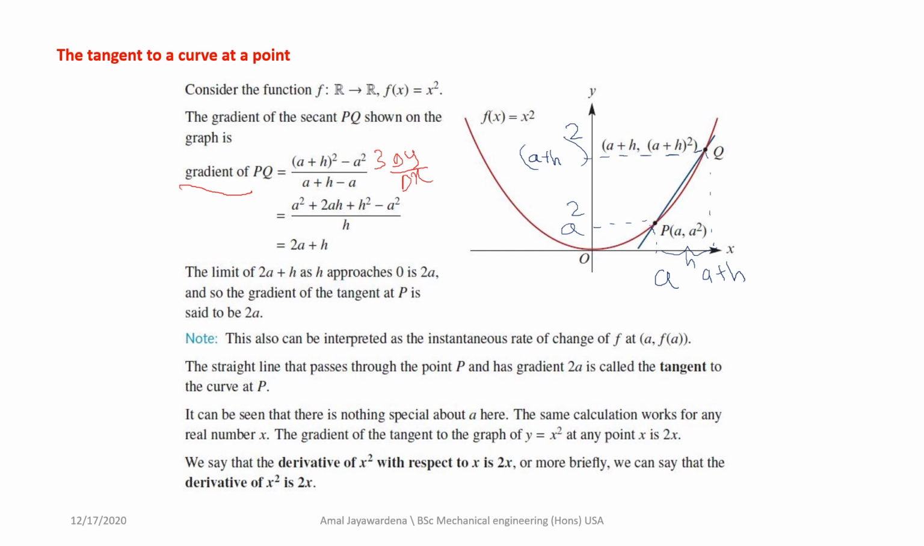So when we did this, we got (a plus h) squared minus a squared. So that's the y difference, delta y. And then we do all the algebra.